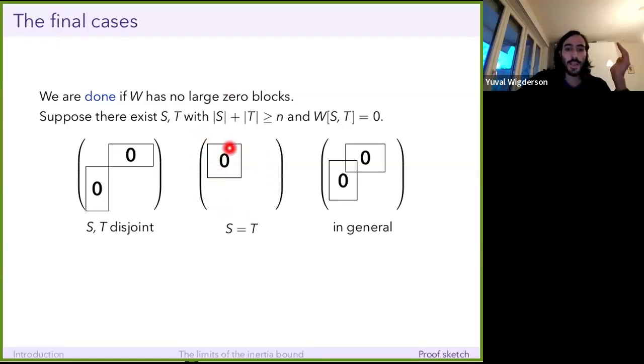In this case, we have a principal submatrix of size n over 2, which is all zeros. So the eigenvalues of the whole thing, at least half of them, have to be non-negative. And in particular, at least 23% of them are non-negative. So in this case, we're just done by Cauchy's interlacing formula. Any questions about that?